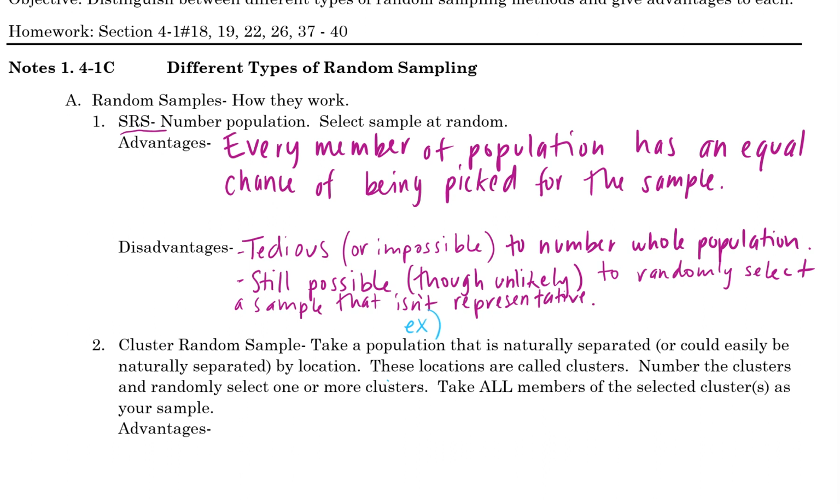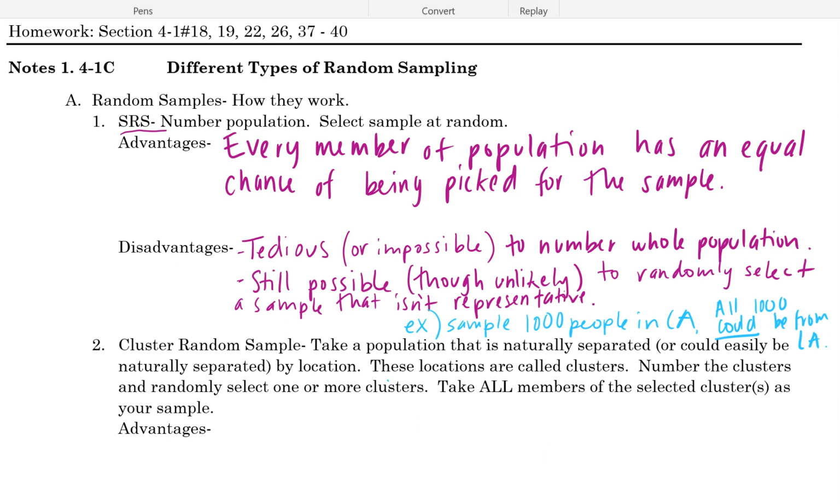So we'll just put, for example, you could get a sample from the same city. So let's say we're taking a sample of 1,000 people in California. All 1,000 could be from LA. And then that's not representative of the whole state. So that's a huge disadvantage to a simple random sample.